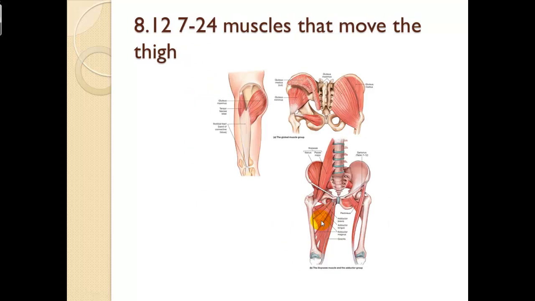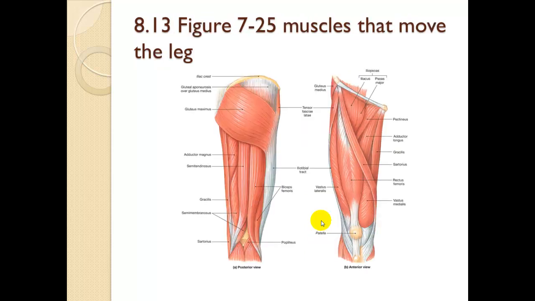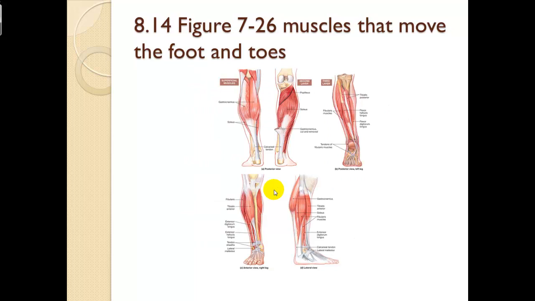Gluteus maximus, how that is actually attached. Gluteus medius, gluteus maximus, and what all that would be. This is figure 7.24 in chapter 7. Again, this is going a little bit deeper into the leg and the buttock area. 7.25, look over those. We've already identified most of these muscles that I would like you to know in here. Figure 7.26, muscles that move the foot. Please pay attention to these.